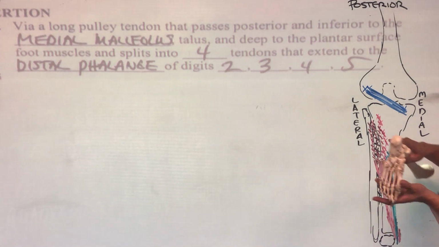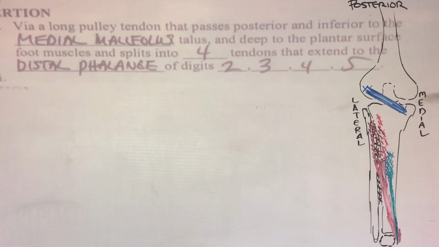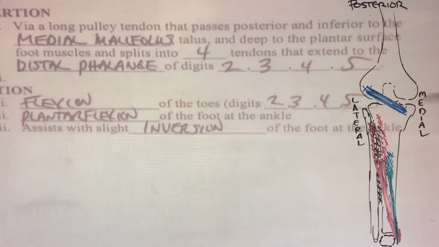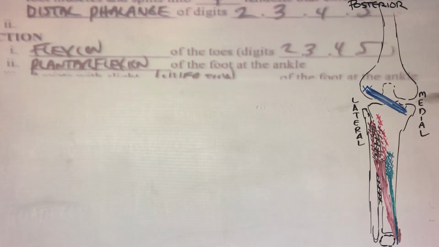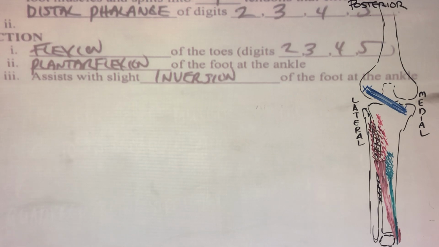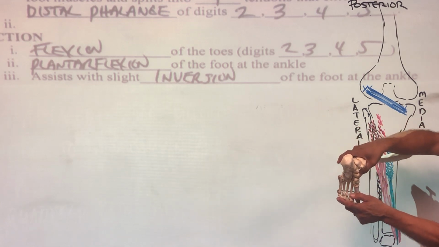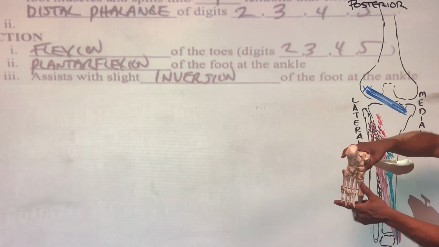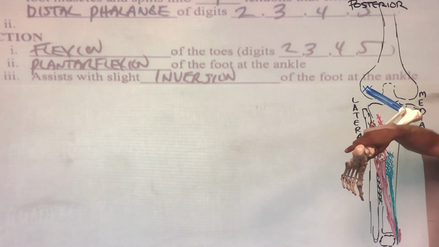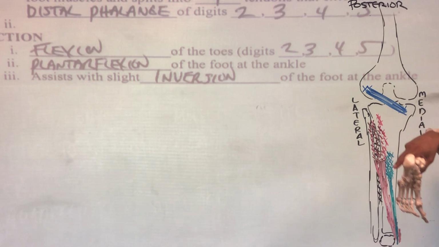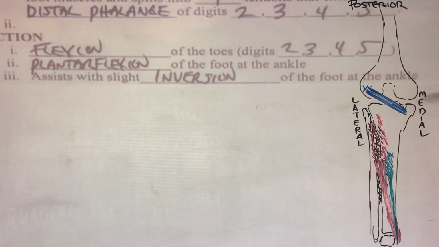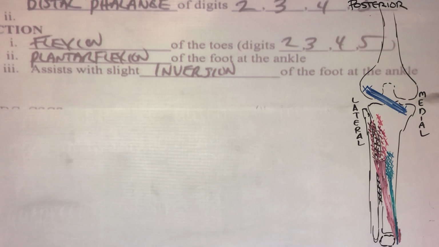Let's do the action. Their action is flexion of digits 2, 3, 4, 5. Plantar flexion of the foot at the ankle, and assists with slight inversion. Once they attach and they pull and they contract, they're going to flex the toes, right? So you get flexion of the toes with that pull. And that's flexor digitorum longus.